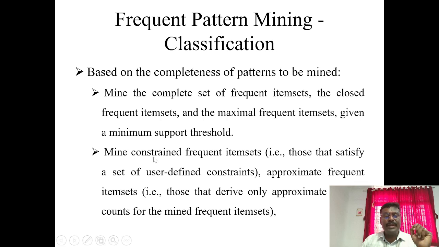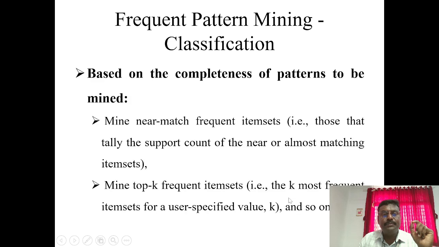Here you have constraint-based frequent item set mining, which mines those that satisfy a set of user-defined constraints. Then there are approximate frequent item sets, for example, those that derive only approximate support counts for the mined frequent item sets. Based on the completeness of patterns to be mined, you can also mine near-match frequent item sets.